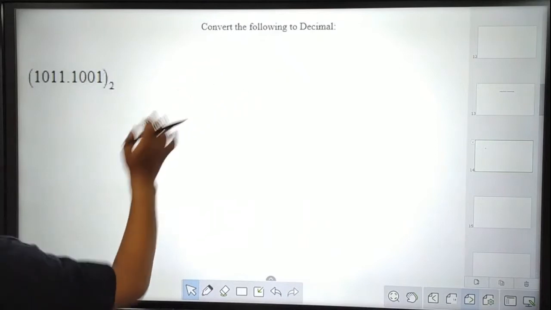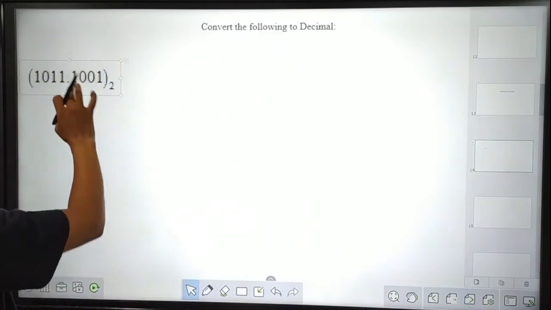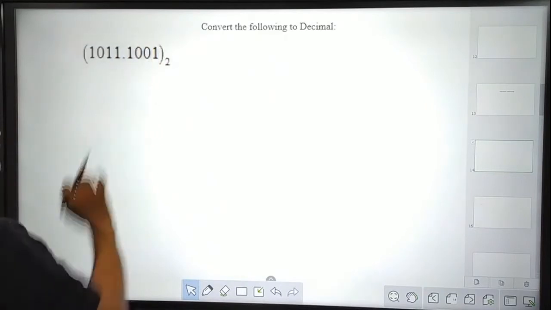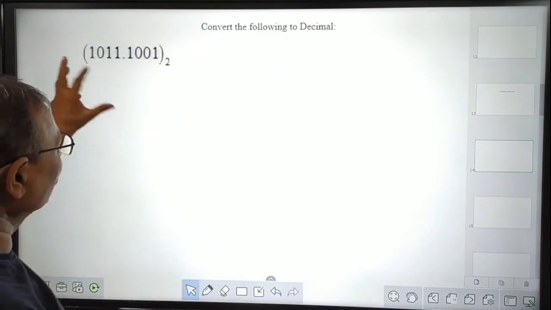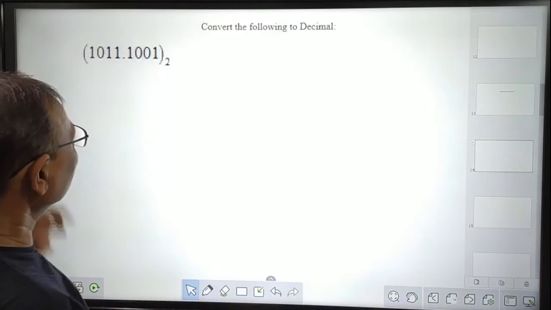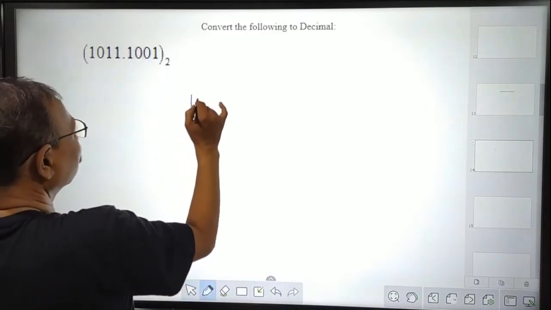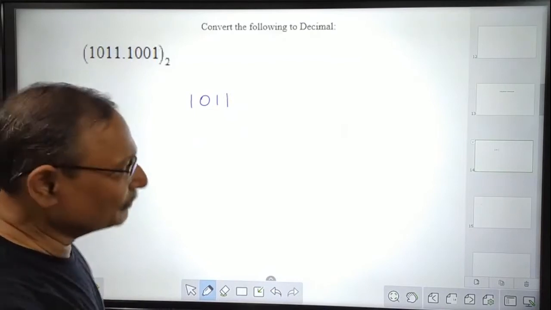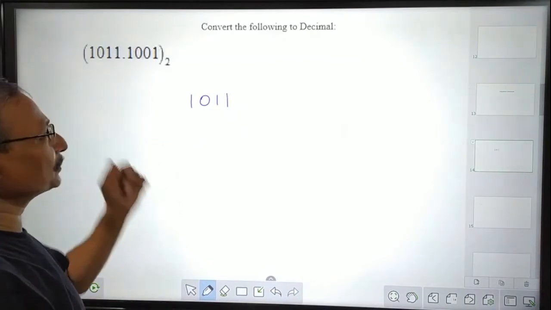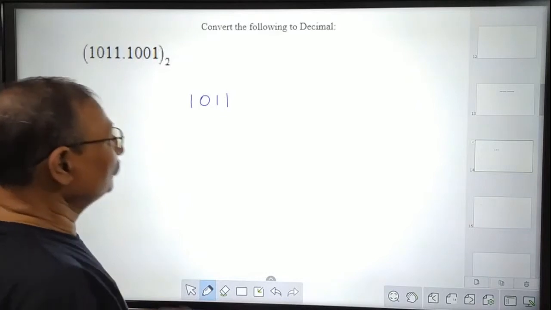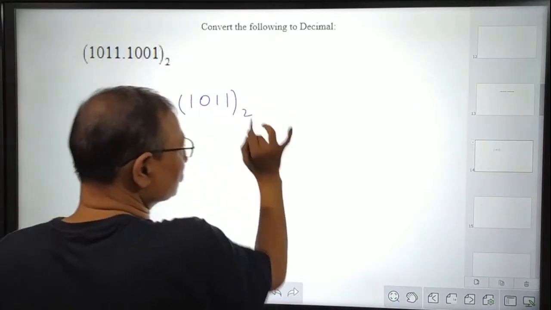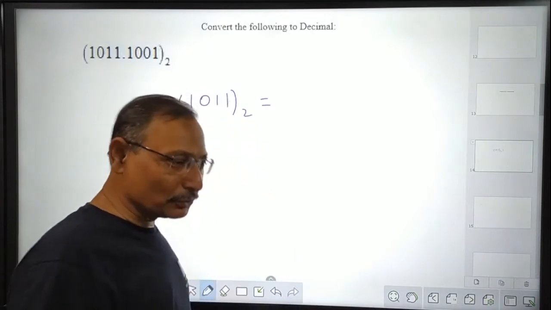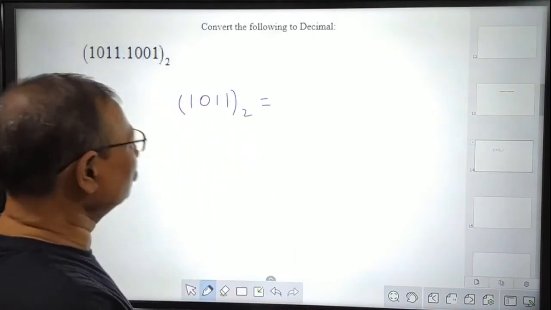Convert this one into decimal. So this is the first example of a binary number that is in the mixed format. There is 1011 as the non-fractional binary number. So this is the part of this mixed number that is non-fractional. First of all, we want to convert it into decimal, and you can recall it if you could not go through the first video.